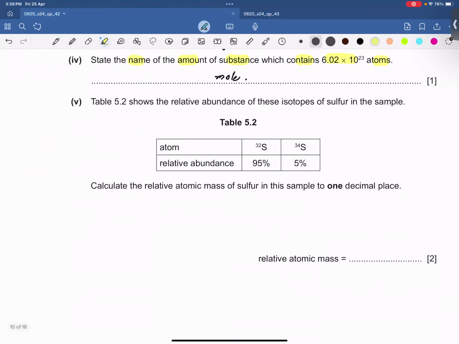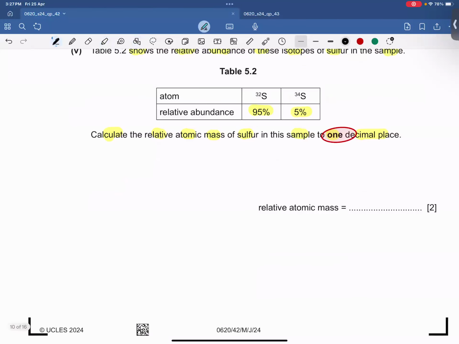Next, the table shows the relative abundance of these isotopes of sulfur in the sample. This is 95, this is 5%. Calculate the relative atomic mass of sulfur in this sample to 1 decimal place. Examiner is looking for the answer to 1 decimal place. So that's an easy thing. 32 multiplied by 95 plus 34 into 5 divided by total abundance, which is going to be 100. So answer is going to be 32.1.